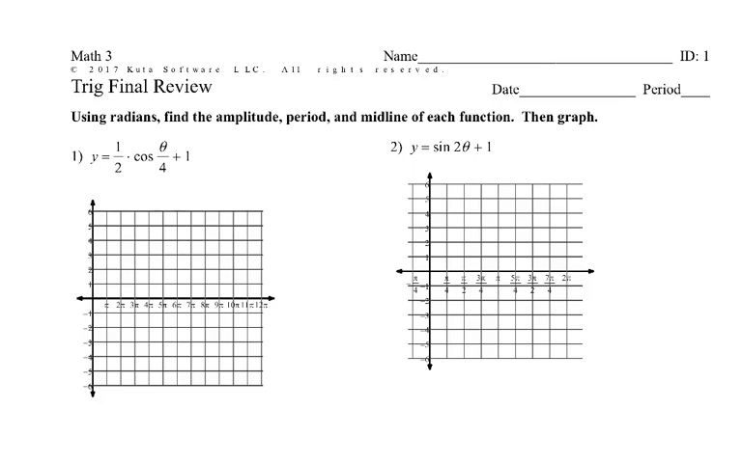Alright, Math 3, Trig final review. So, things to remember about graphing cosine and sine. The basic format of the equation is f of x equals a, our amplitude, times the sine or the cosine of b. And I use theta. You can use x or theta, same thing. If you're using a graphing calculator or Desmos, you want to use x plus the midline shift.